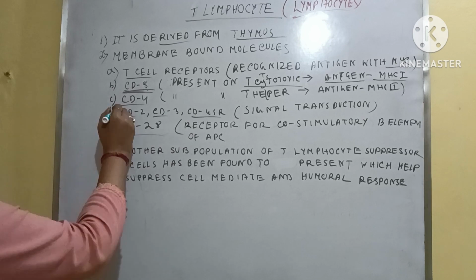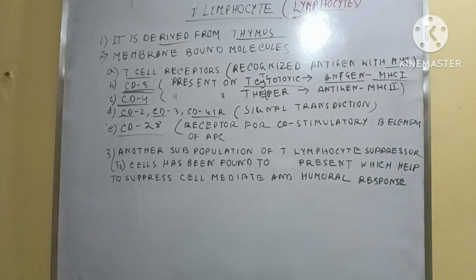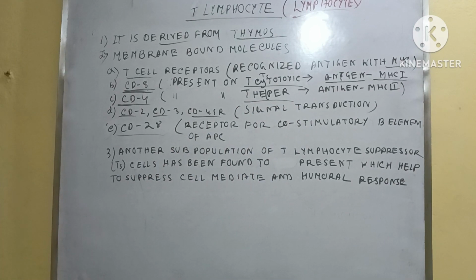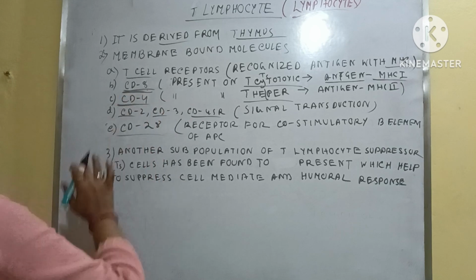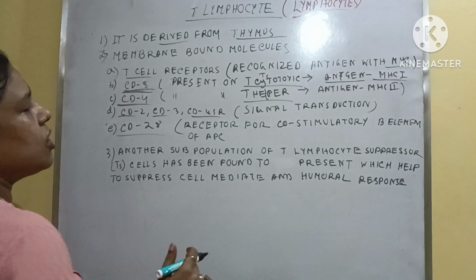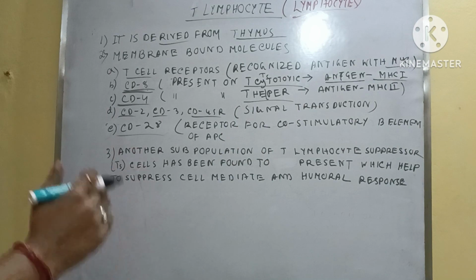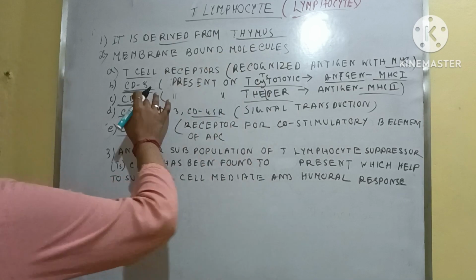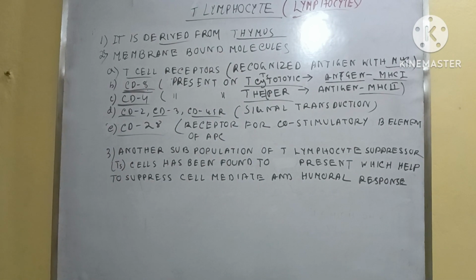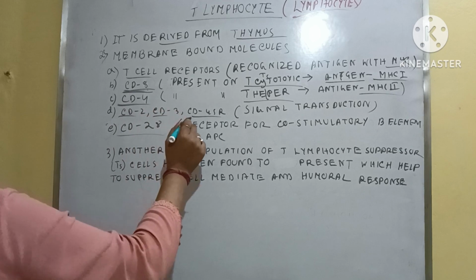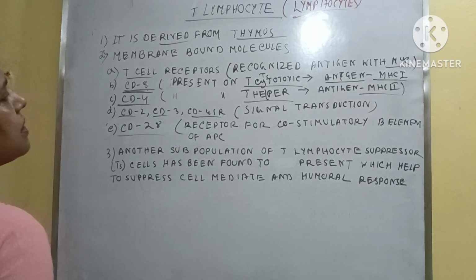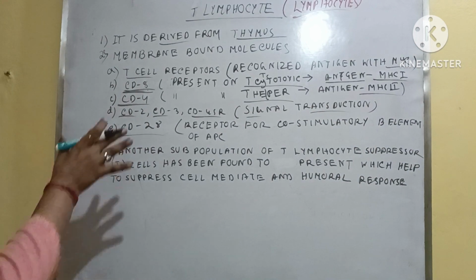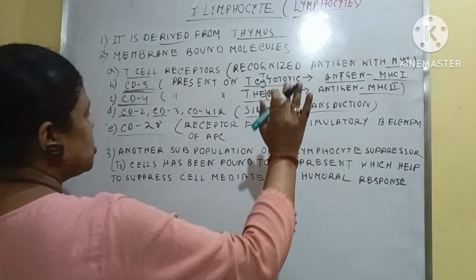A similar thing happens in the case of CD4. It is present on the T helper cell, and the CD4 binding site can recognize the antigen when it remains attached with the MHC2 complex, and then it can bind with the CD4 site. And CD2, CD3, CD45R generally help in signal transduction. These are the membrane bound molecules for the signal transduction process.